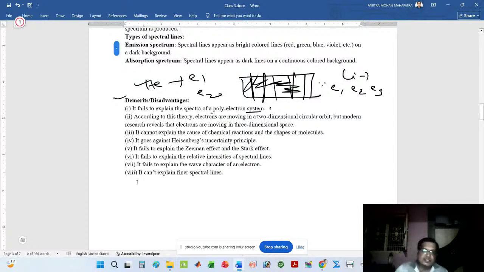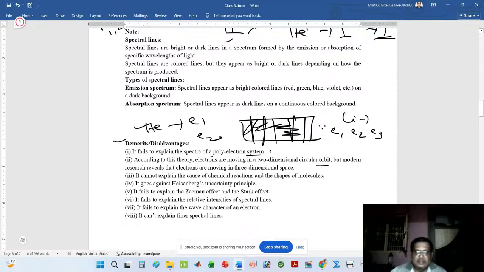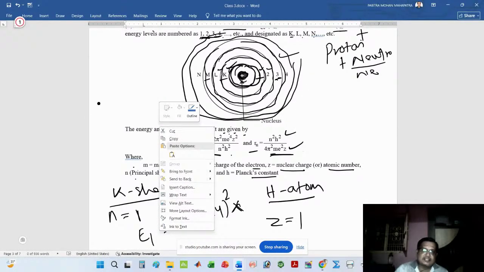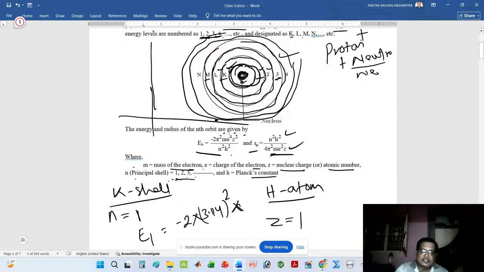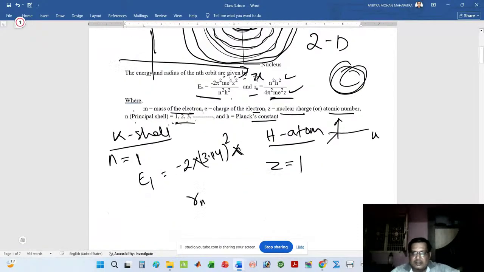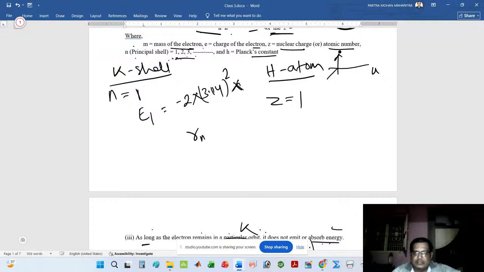Next point is, according to this theory, electrons are moving in a two-dimensional circular orbit. Obviously, look at that. If you think about such a diagram, all the circular orbits are present in two axes. One is the x-axis, another is the y-axis. So it is said to be a 2D diagram, a 2D circle. If you think about a football, you know that the football is 3D. It has an x-axis, a y-axis, and a z-axis. There are three axes.